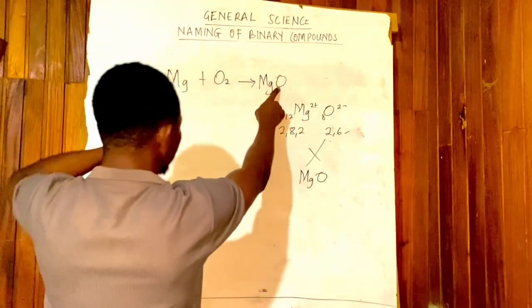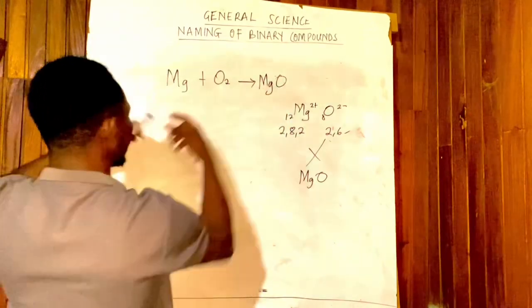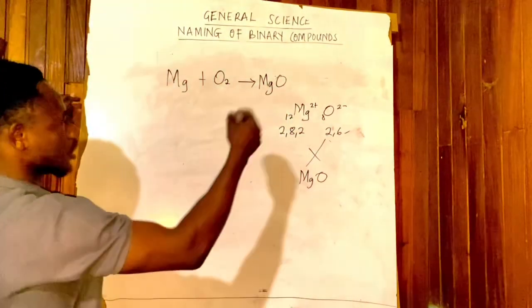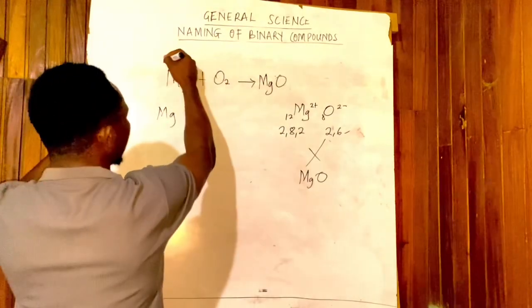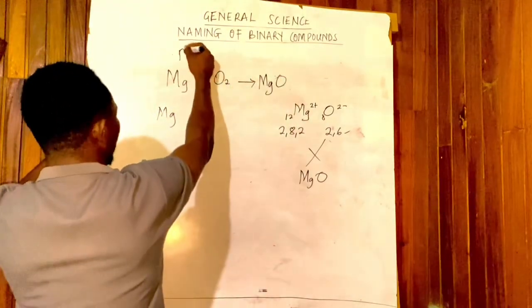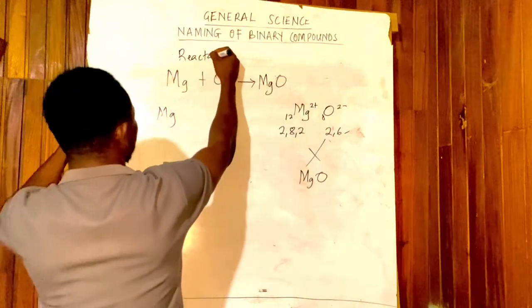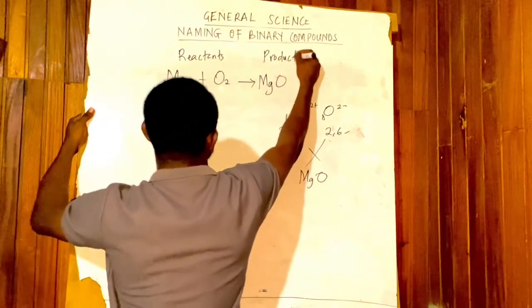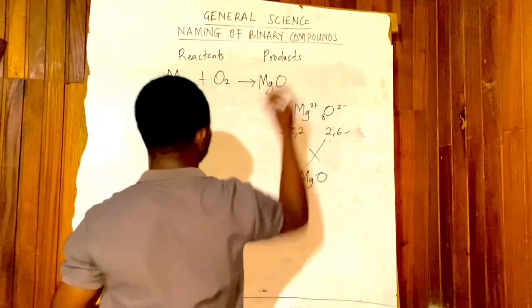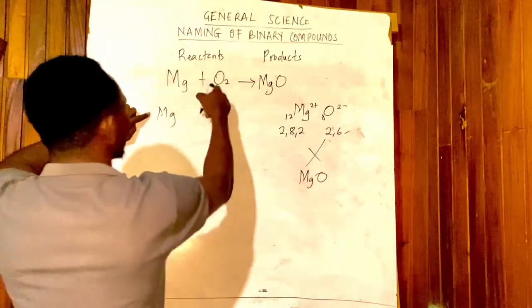The oxygen atoms present here is 1. Magnesium. So let me just show you how we are going to balance this. So there is magnesium here. Now, because there is a reaction, we call this the reactants, and we have what we call the product or products. So there is magnesium here, there is oxygen here.